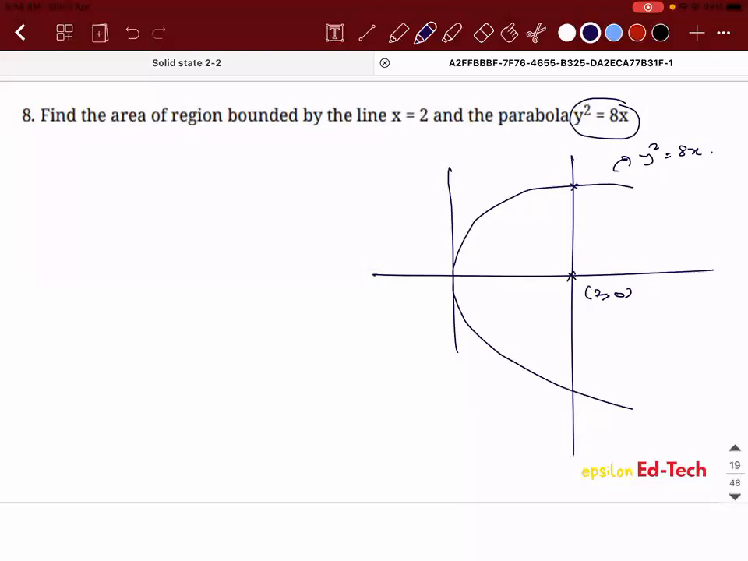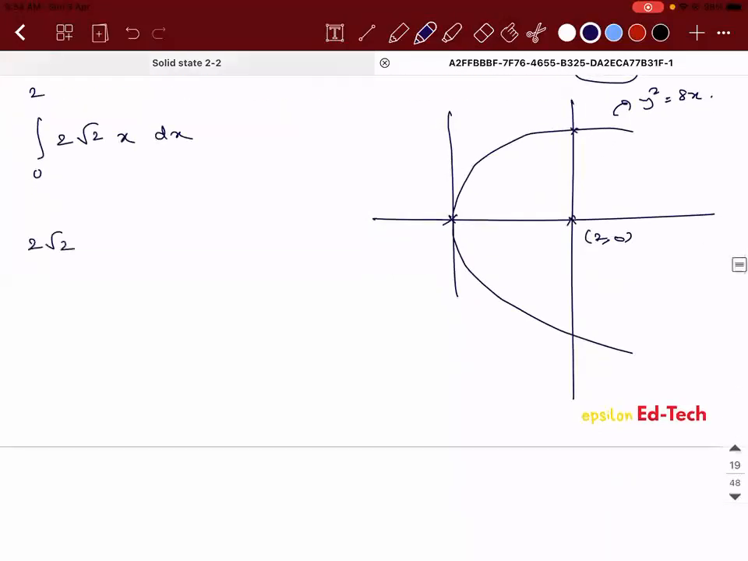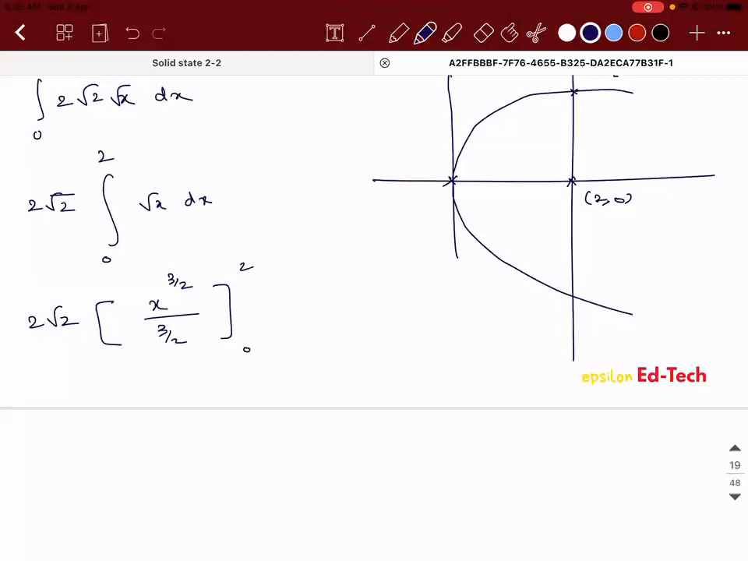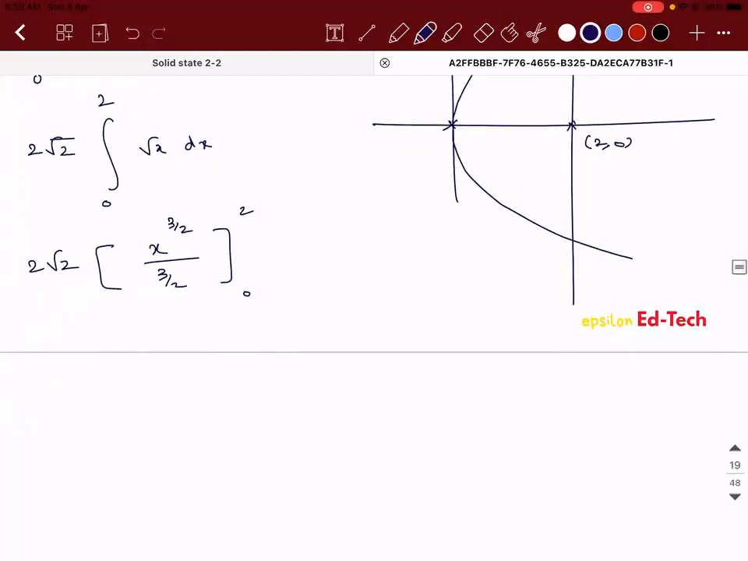Integral of 0 to 2, 2 root 2x, that is root 8x is 2 root 2x, dx. So if I take that 2 root 2 outside, oh sorry, root x is there. 2 root 2 outside, integral of 0 to 2 root x dx. So it will be 2 root 2 into x power 3 by 2 divided by 3 by 2, or 2 by 3, into that value. So 0 to 2, substitute the limits. 3 by 2, I'll take it outside. So 4 root 2 divided by 3 into 2 power 3 by 2 minus 0.